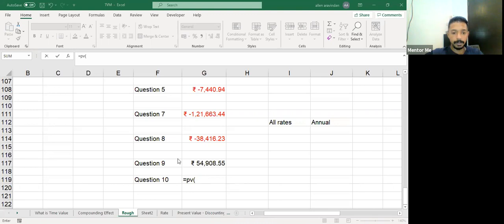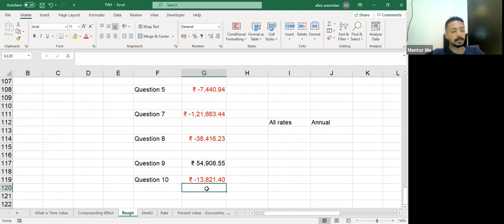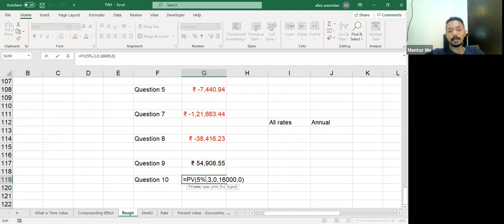For example, I have the rate available, 5%, right? I know the number of years, which is 3, right? I have not been given any PMT, but I know that in the future, I'm going to get 16,000. So that is the future value. And type does not matter in single cash flow investments or calculations. So type 0 or 1 will not make any difference. Okay. So 13,821 is what you would be willing to pay, considering you get 16,000 in 3 years.